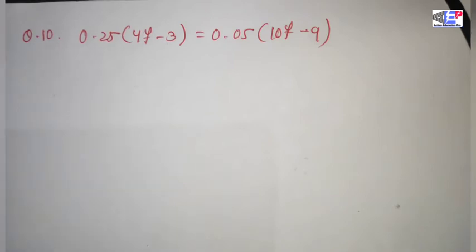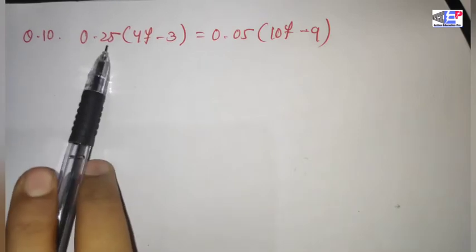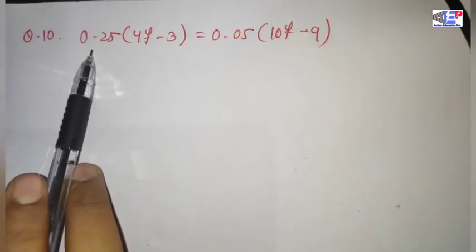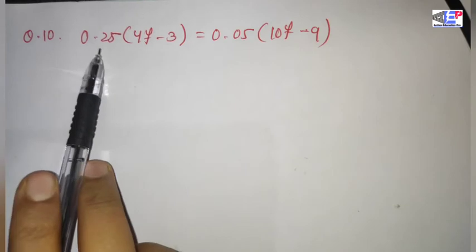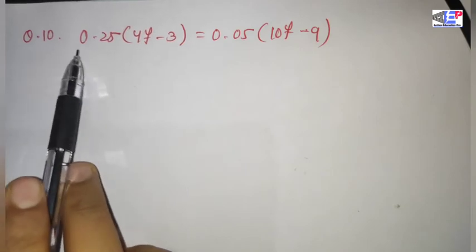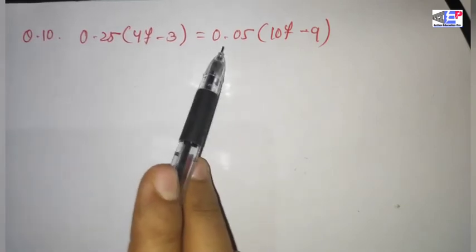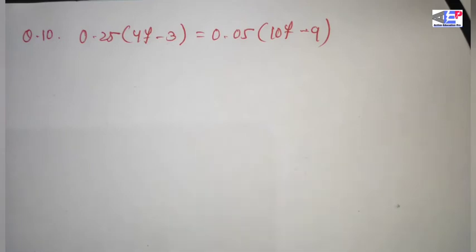Whatever questions we have covered in this exercise or the previous exercise, the constants were natural numbers, positive or negative integers. But this is the first question of this chapter, linear equations in one variable, where the constants are decimal numbers: 0.25 and 0.05. You can multiply them like decimal number multiplication.